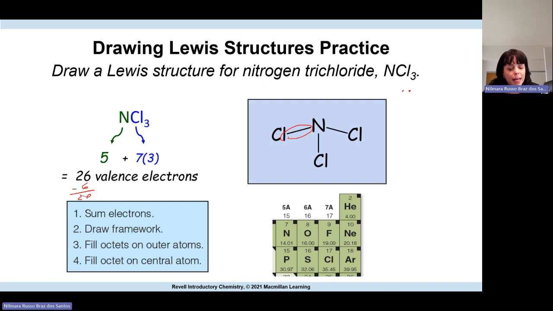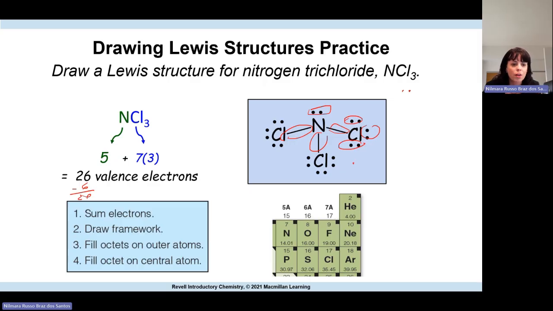If I distribute around, I can make chlorine happy, and I'm going to add 6 to each chlorine. So now I have everybody happy, and we still have 2 that we put over here. Okay, so now we're going to count: 2, 4, 6, 8 for nitrogen, and 2, 4, 6, 8 for each chlorine.